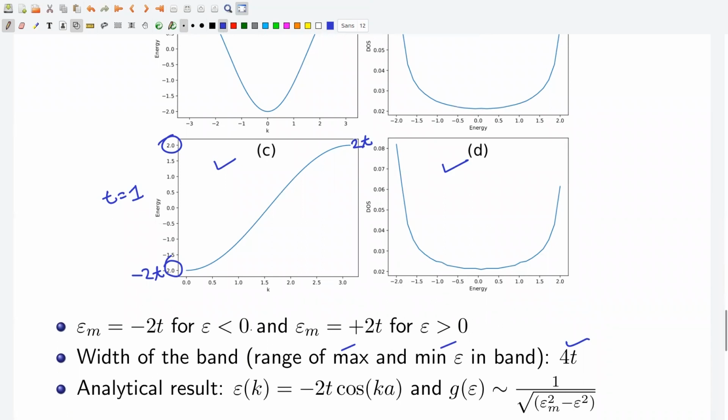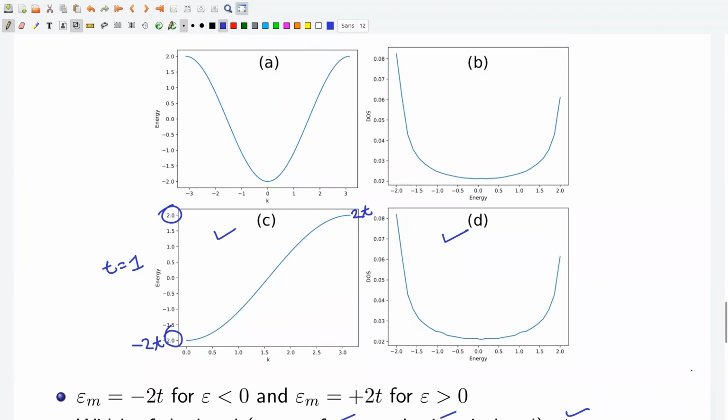It can be shown analytically that the energy dispersion relation is E(k) equals minus 2t cos k, and the density of states is equal to 1 divided by the square root of Em square minus E square, where Em square is equal to 4t square. Analytical results are plotted in A and B.